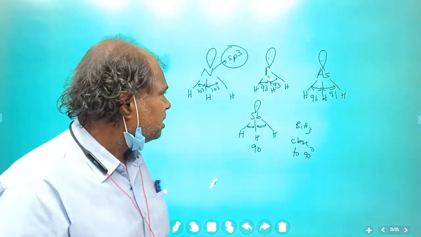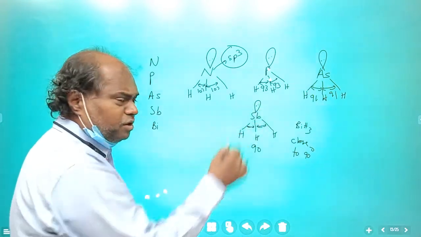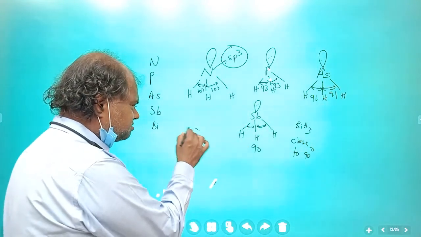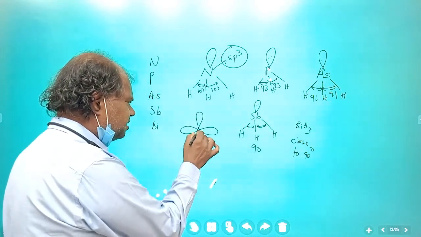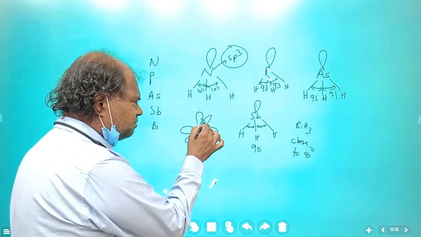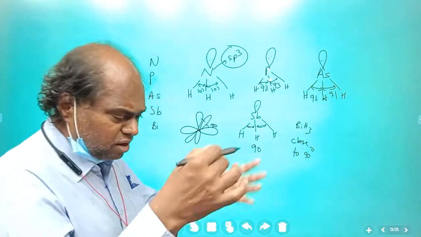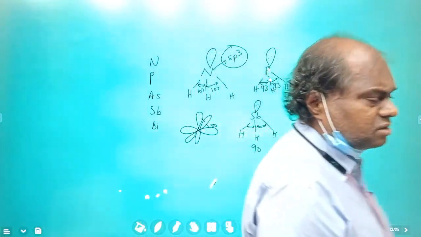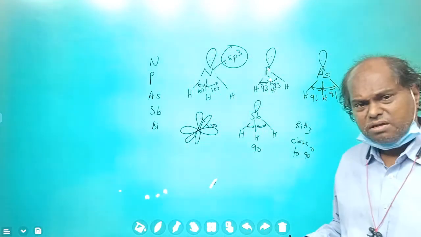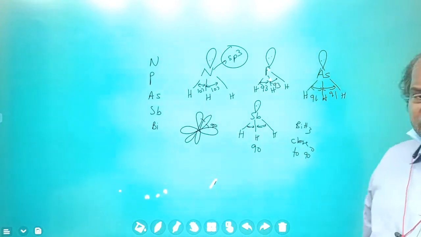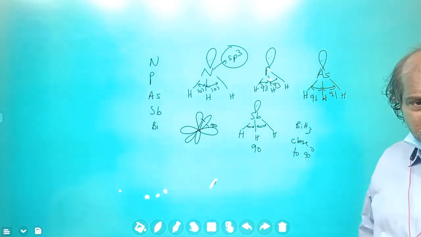P orbitals. Why? You have three p orbitals: px, py, and pz. What is the angle between them? 90 degrees, right? The angle between each one of them is 90 degrees, since they all lie along x, y, and z. Here also you're getting 90 degrees, very close to 90.